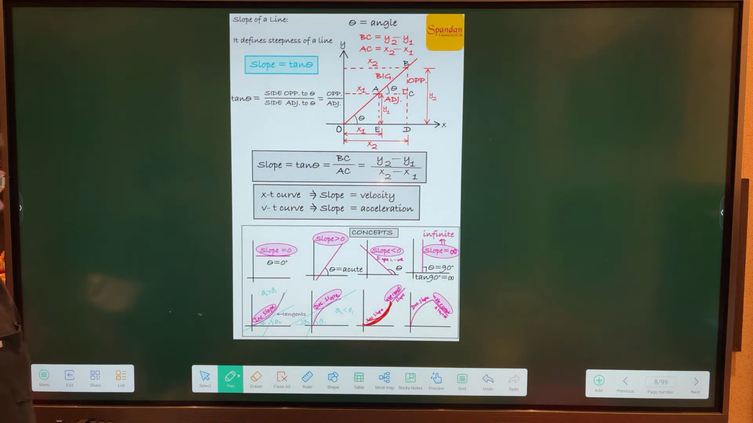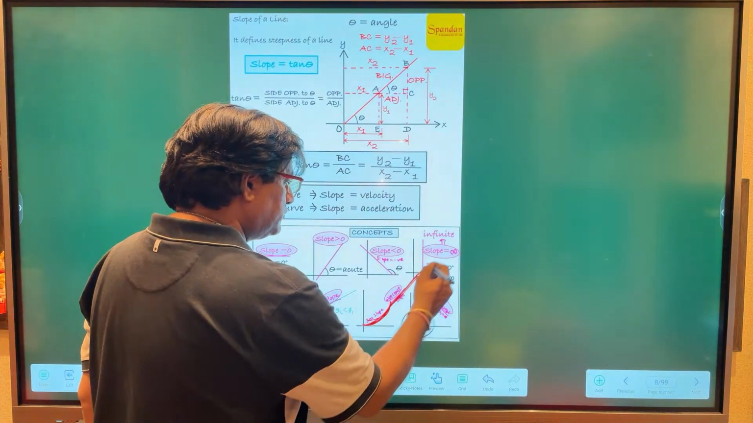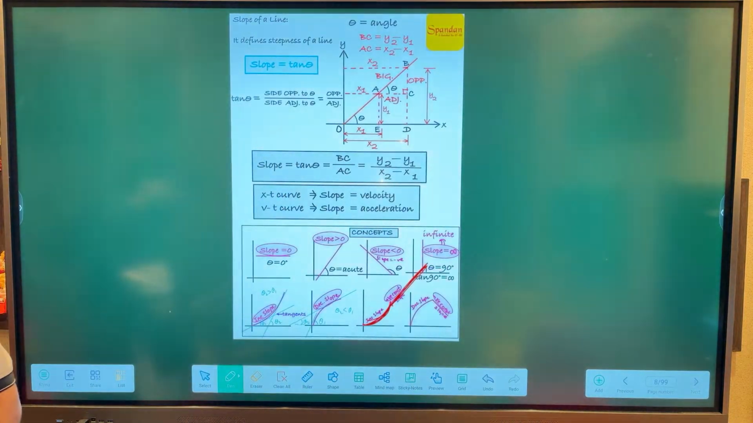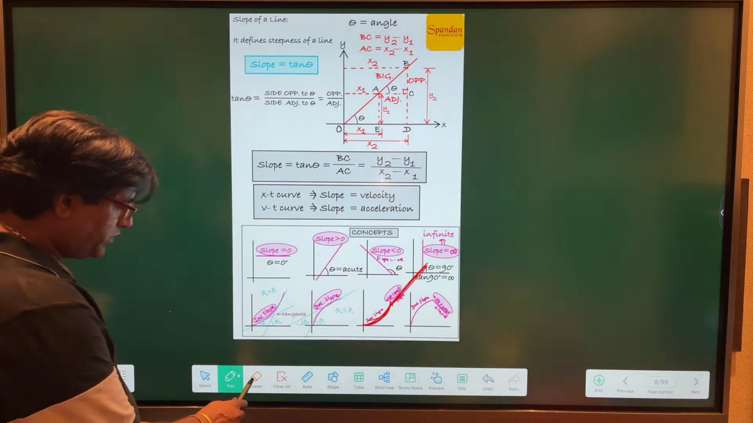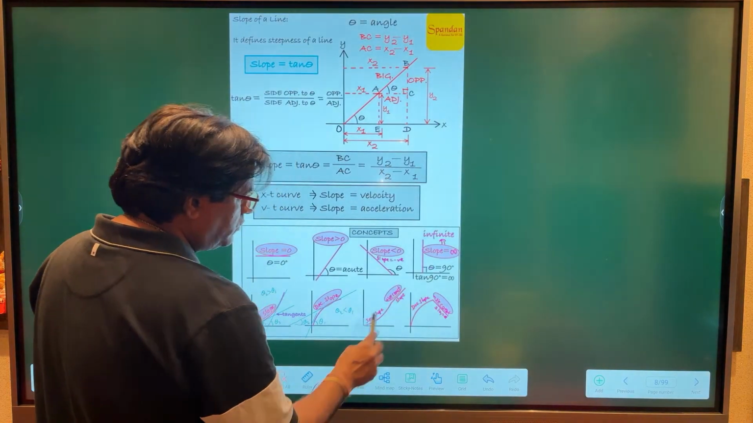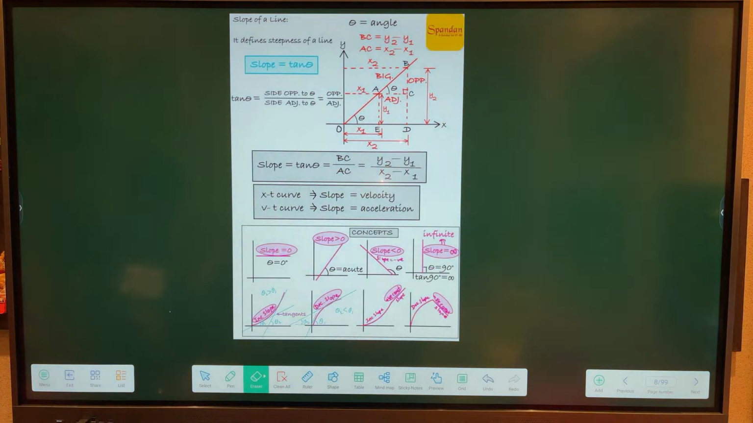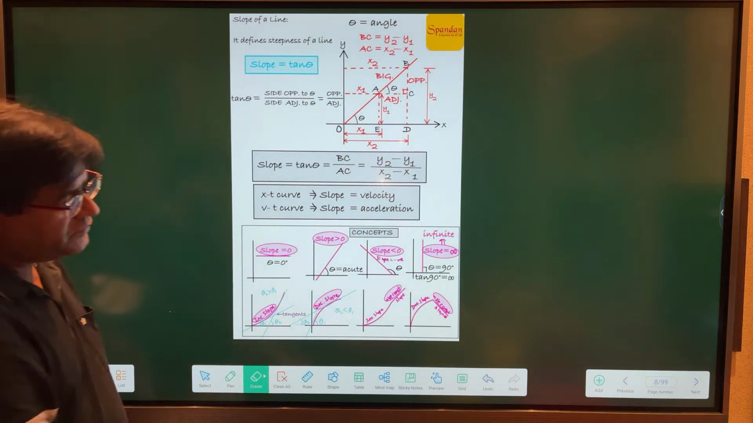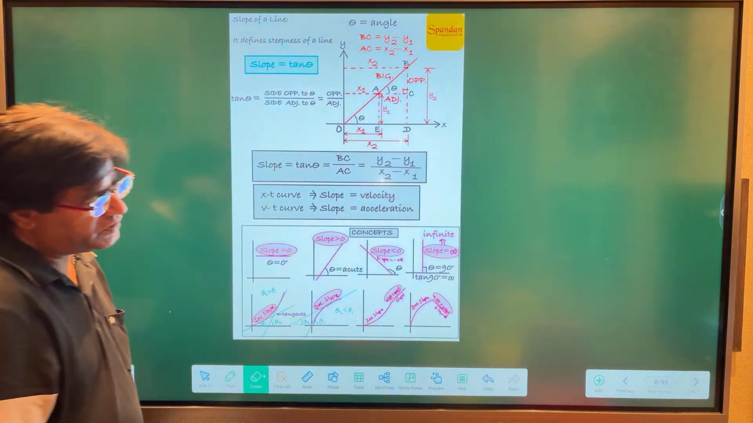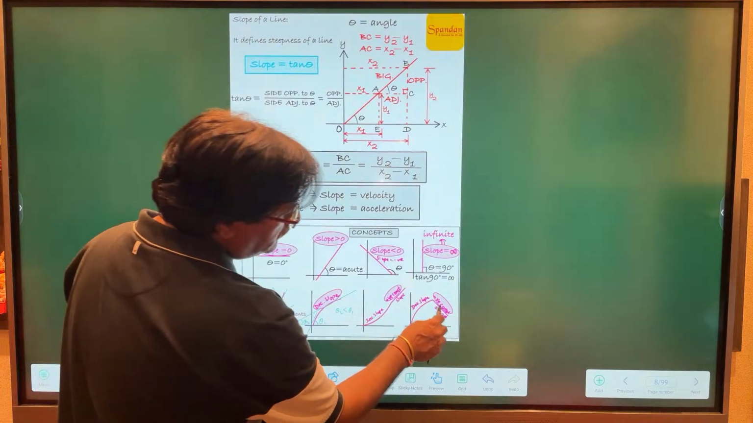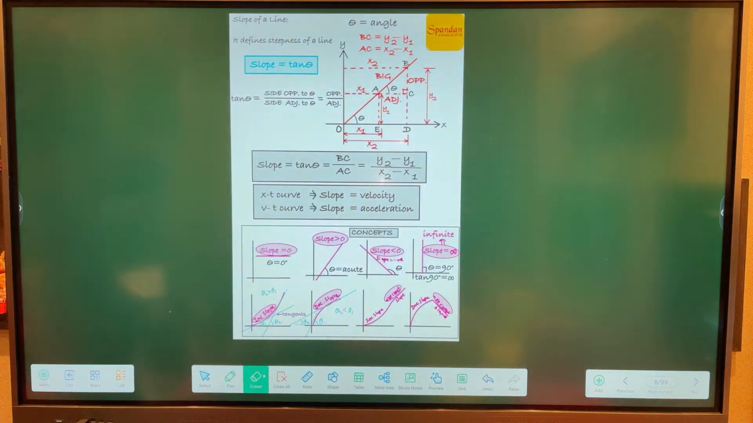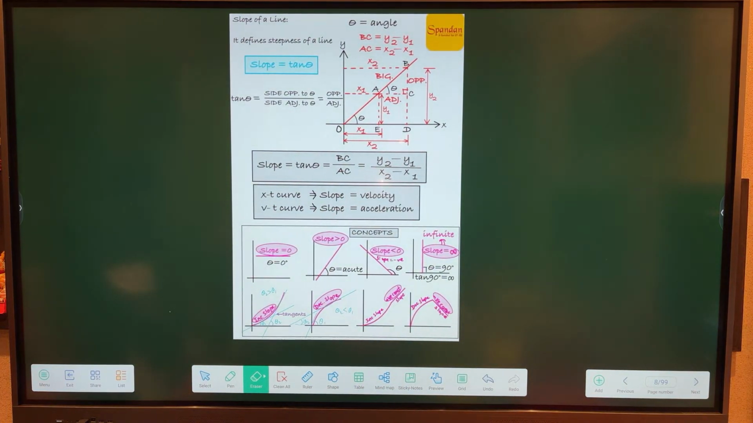Increasing. And here we are getting a constant straight line. Slope is constant or changing? Constant. Whenever we are getting a straight line curve, slope will be constant. Positive constant. Here slope is decreasing or increasing? And then a straight line. It will be constant or variable? Constant. Positive or negative? Negative.